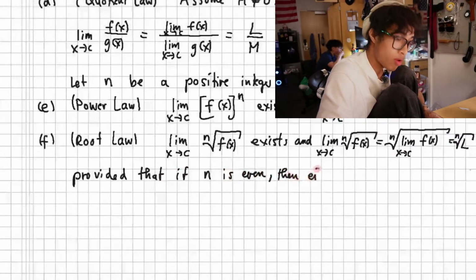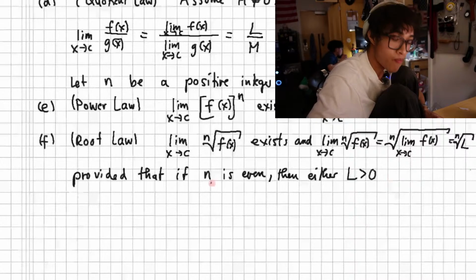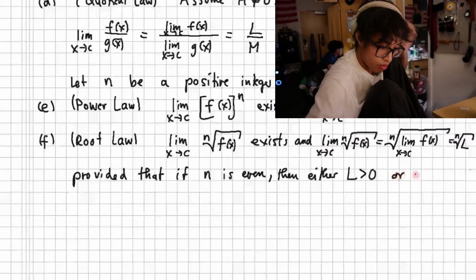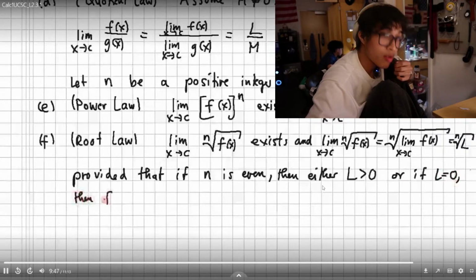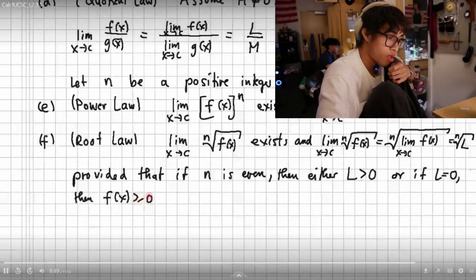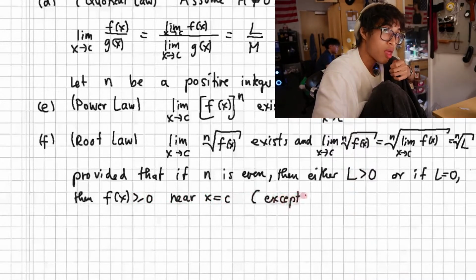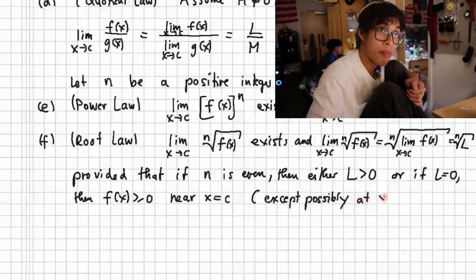then either L is greater than 0. If L is greater than 0, there's no problem. Also, by the way, if n is odd, there is no problem, because the cube root or fifth root or any other odd root can be evaluated as a real number for both positive and negative numbers. Now, if n is even and L is 0, then we need to make the further assumption that f of x is greater or equal to 0 near x equal to c. And as before in the definition, we do not care one bit what happens at x equal to c itself.